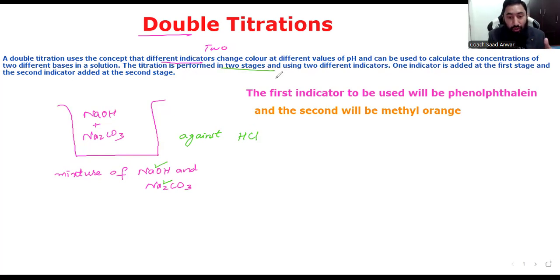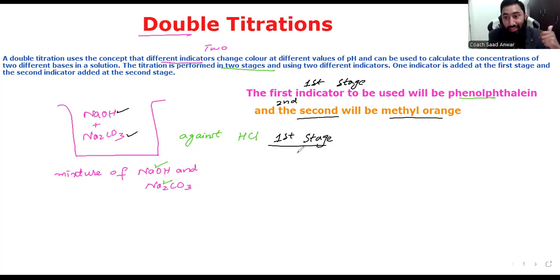In one stage, we use one indicator, that is phenolphthalein. So the first indicator to be used will be phenolphthalein in the first stage, while in the second stage, we will use another indicator, that is methyl orange. So in double titration, we have a mixture of bases like sodium hydroxide and sodium carbonate. We will titrate this mixture of bases against hydrochloric acid in two stages. In the first stage, the indicator will be phenolphthalein.